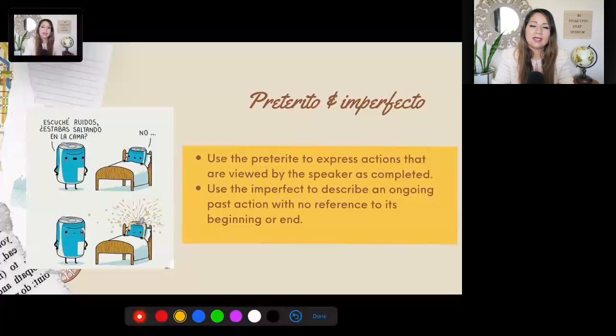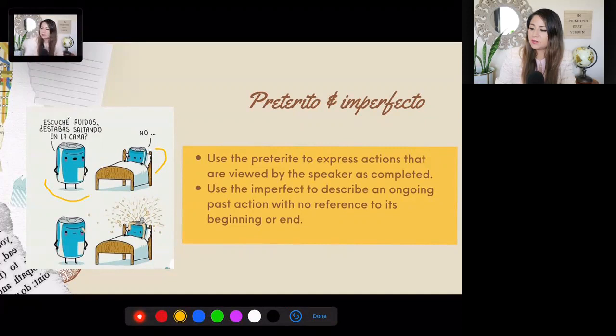Okay, en esta imagen, so in this image, you're going to see that both the preterit and the imperfect are used in the same sentence. So we see the can that is, I guess, the mom or the dad, and then the little can, which is the child. And the mom or dad, I'm not sure which one, says, escuché ruidos. So escuché, I heard, in the yo form in the preterit. That's the ending for AR verbs, right? I heard, escuché ruidos. Ruidos is noises.